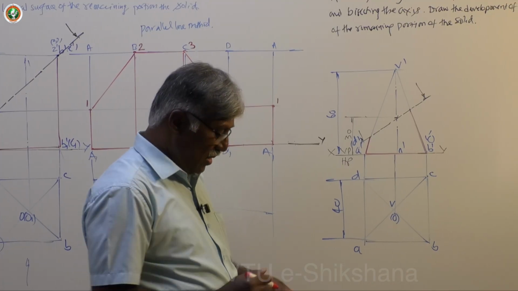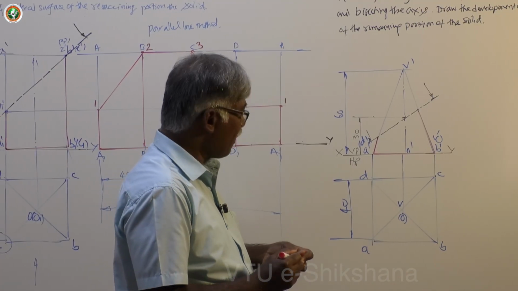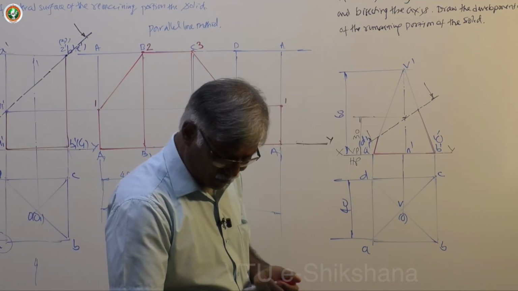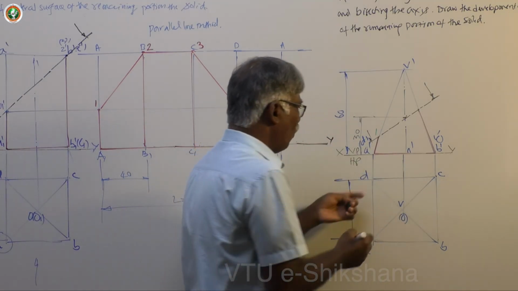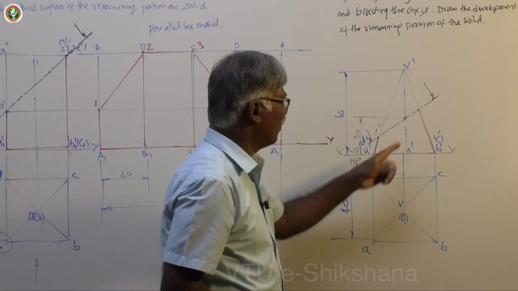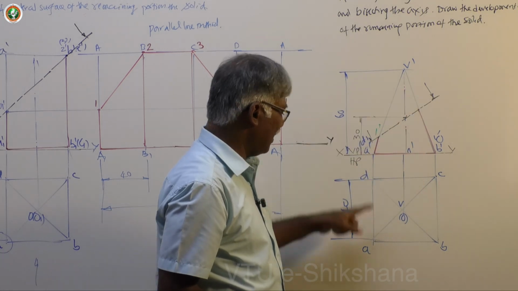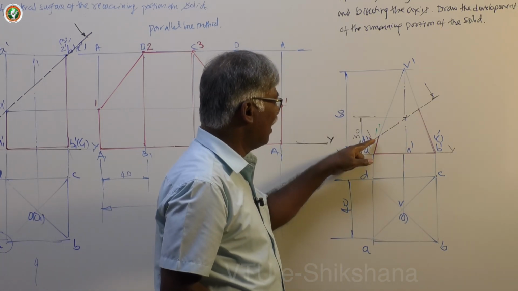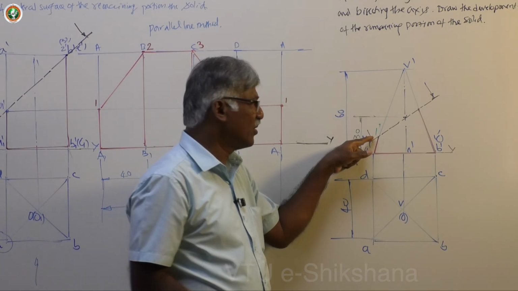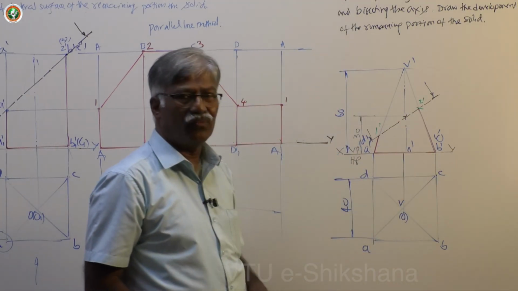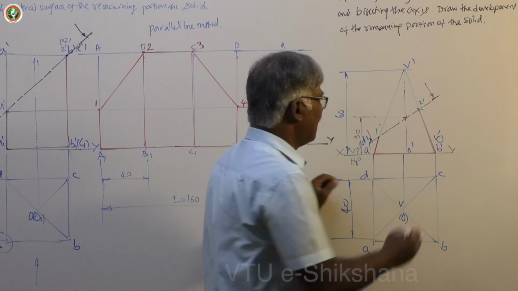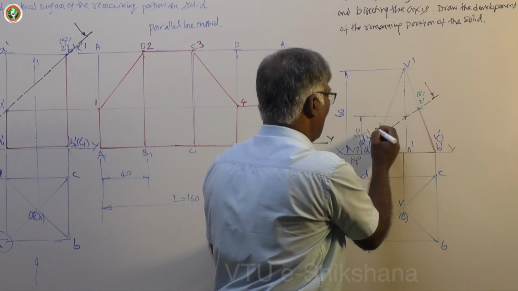Now let me start working on this particular problem. Before that, let me keep the naming of intersection points. This is 1 dash, the intersection of the section plane with VA. VA is intersecting the section plane at 1 dash. Again here at 2, VB at 2. VC at 3 and this at 4.